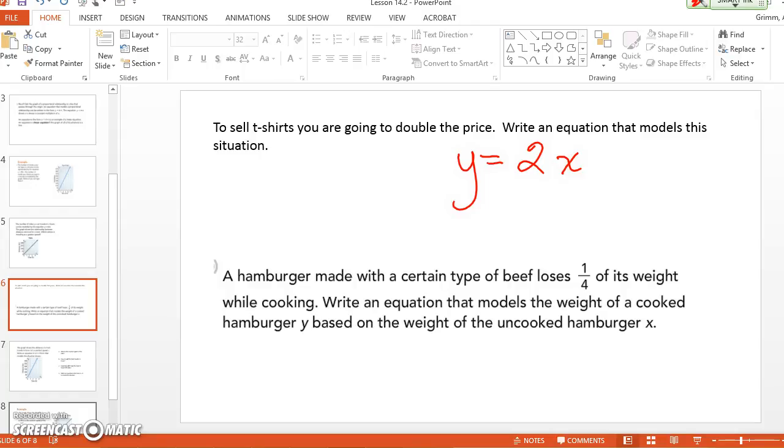You're right. Eric. Y equals X equals 1/4. No, because it's 1/4 of its weight. So, like, let's say I cook a burger that's crazy, like 10 pounds. I don't just subtract off a fourth and make it 9 3/4 of a pound. It's going to lose a fourth of it. Does that make sense? So is it Y equals whatever however many pounds it is, which would be our X.